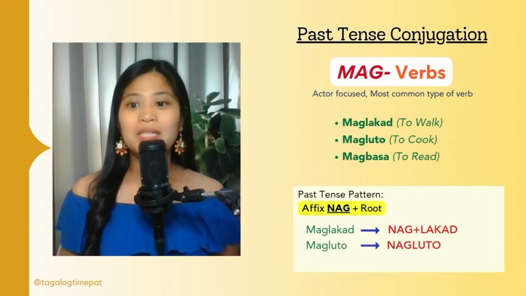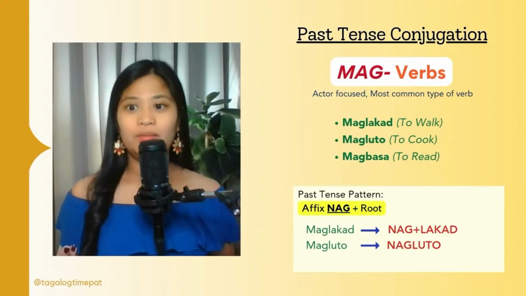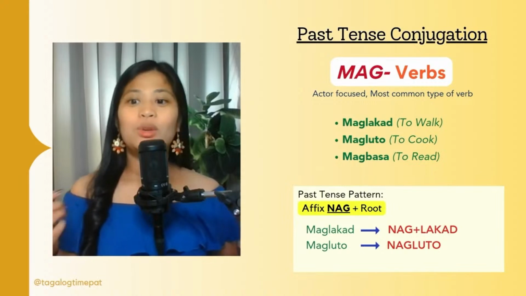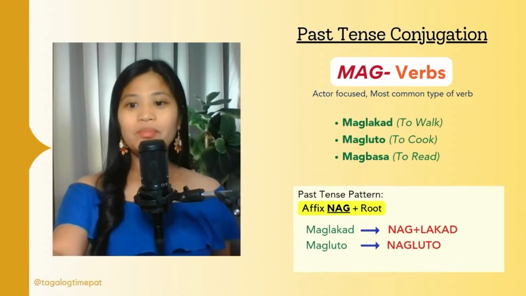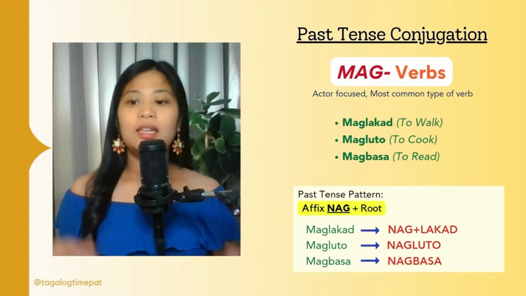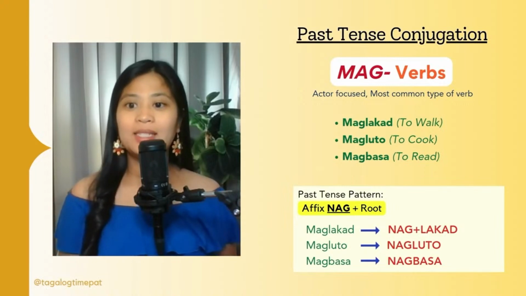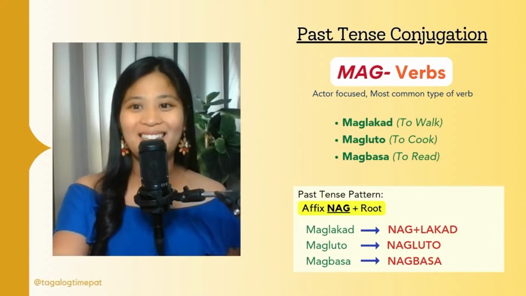Magluto becomes nagluto. Nagluto ako, I cooked. Nagluto ako ng kanin, I cooked some rice. So nagluto is the past tense of to cook. Magbasa becomes nagbasa. Nagbasa ako, I read. So nagbasa is the past tense of to read. So you can see how the pattern is nag plus the root, right? It's a little different from the present tense.